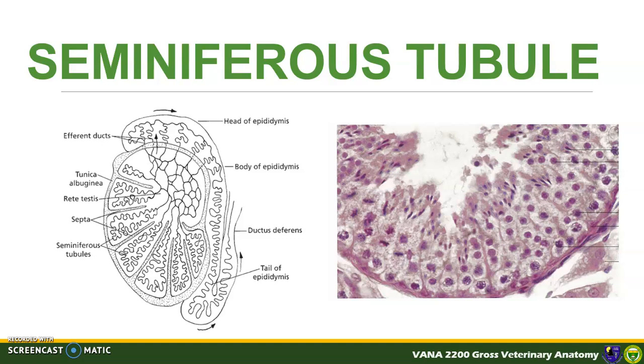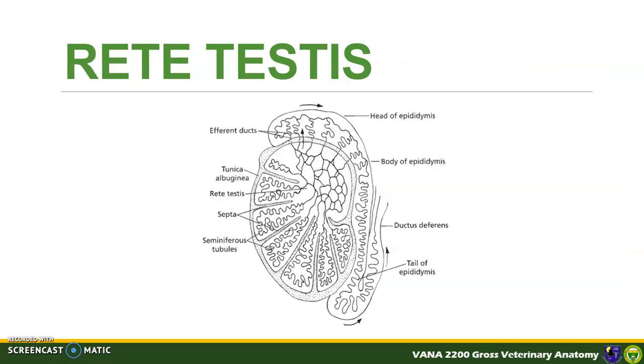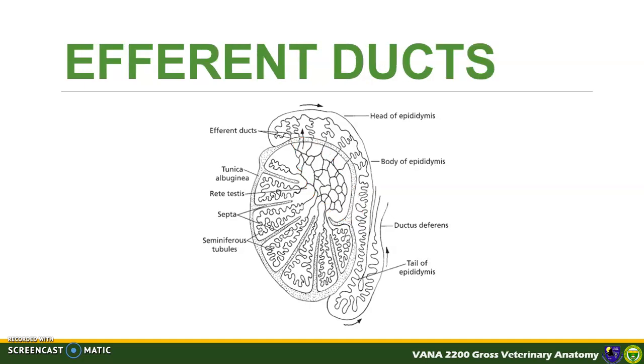The straight seminiferous tubules, on the other hand, are the short, straight part near the mediastinum, and they do not produce the sperm. The rete testis is a network of irregular interconnecting channels continuing from the straight seminiferous tubules through the mediastinum to the efferent duct. The rete testis will become the efferent duct.